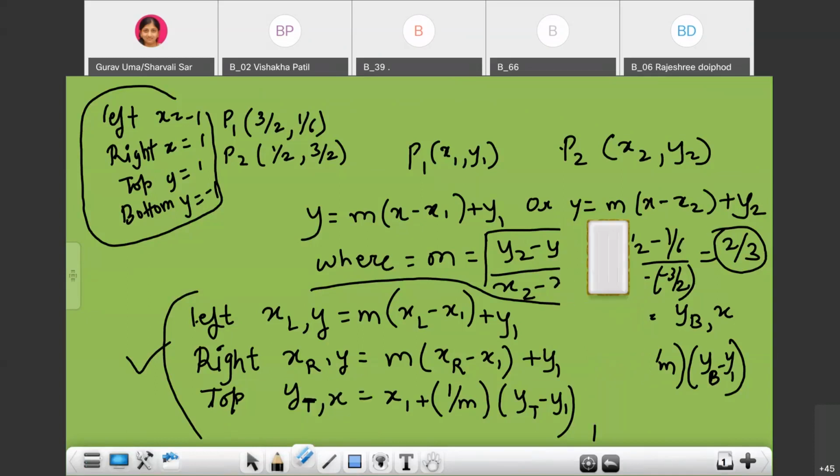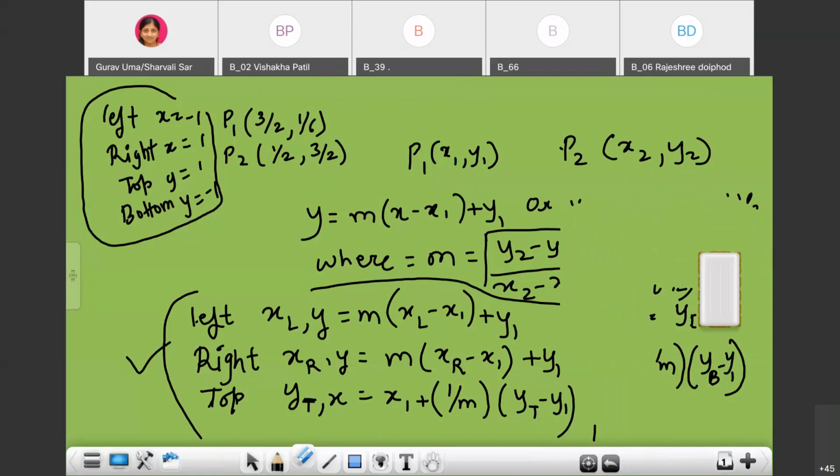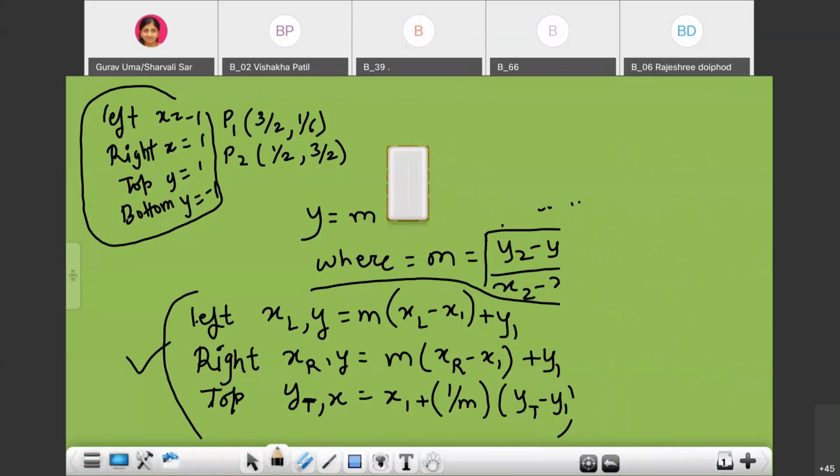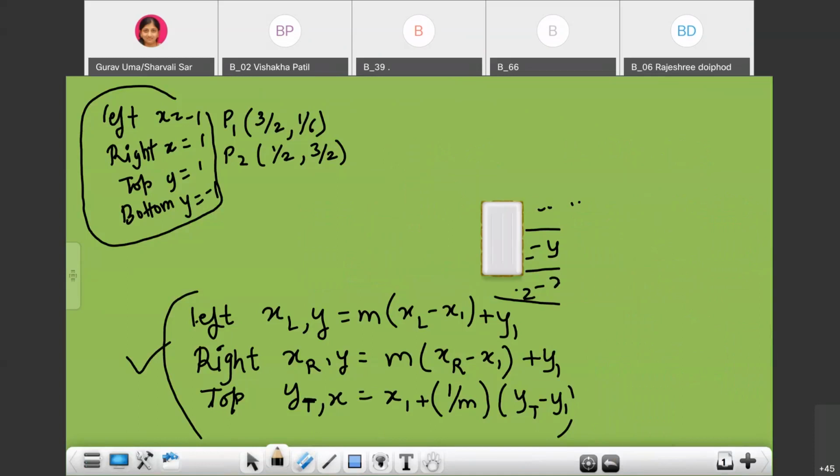So my slope is 2/3. Just remember, I've already got the slope 2/3. Let's say I have got the slope, my m is 2/3.